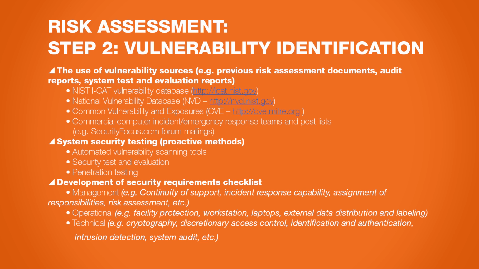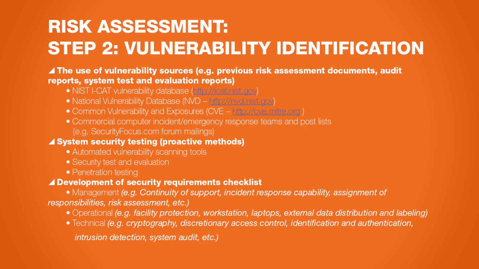Specific vulnerabilities can be found by reviewing vendor websites and public vulnerability archives, such as the NIST I-CAT Vulnerability Database, the National Vulnerability Database (NVD), Common Vulnerabilities and Exposures (CVE), Computer Emergency Response Teams, and post lists, such as the SecurityFocus.com forum mailing list. If they exist, previous risk assessment and audit reports are the best place to start.